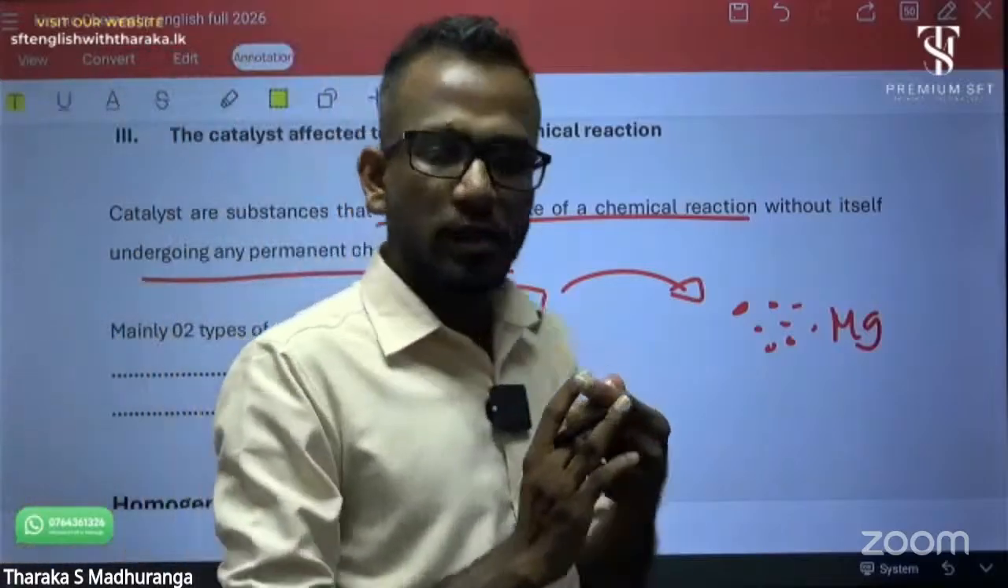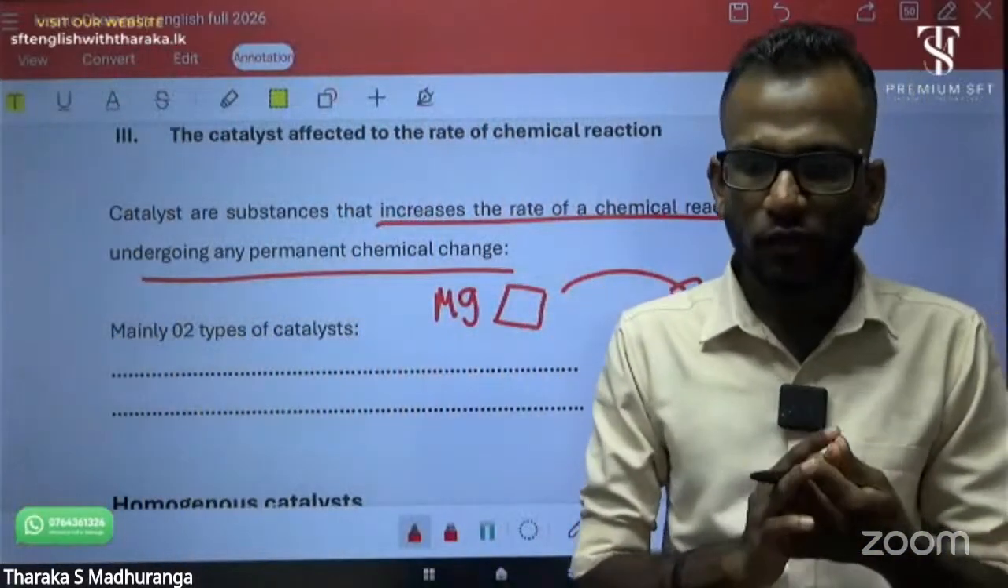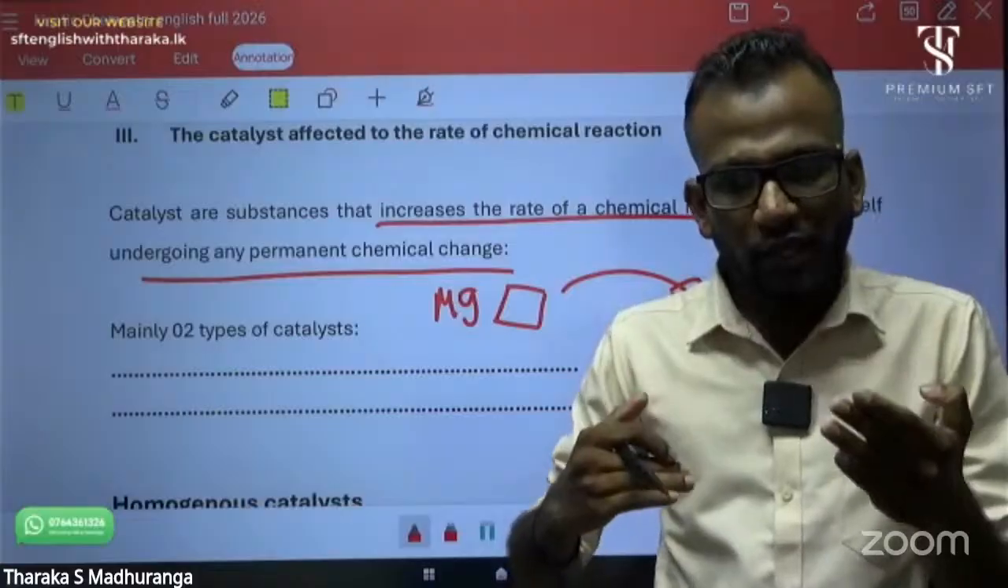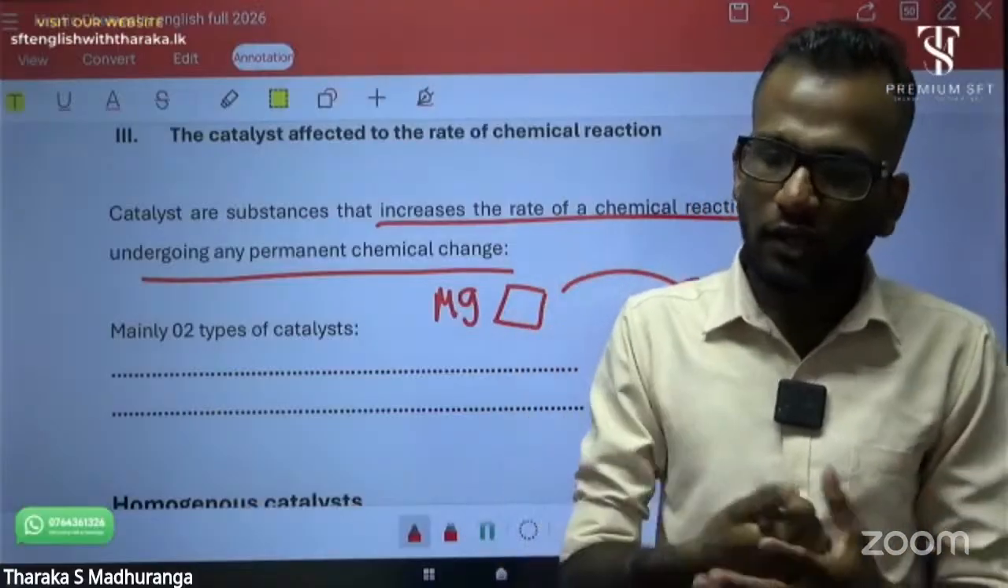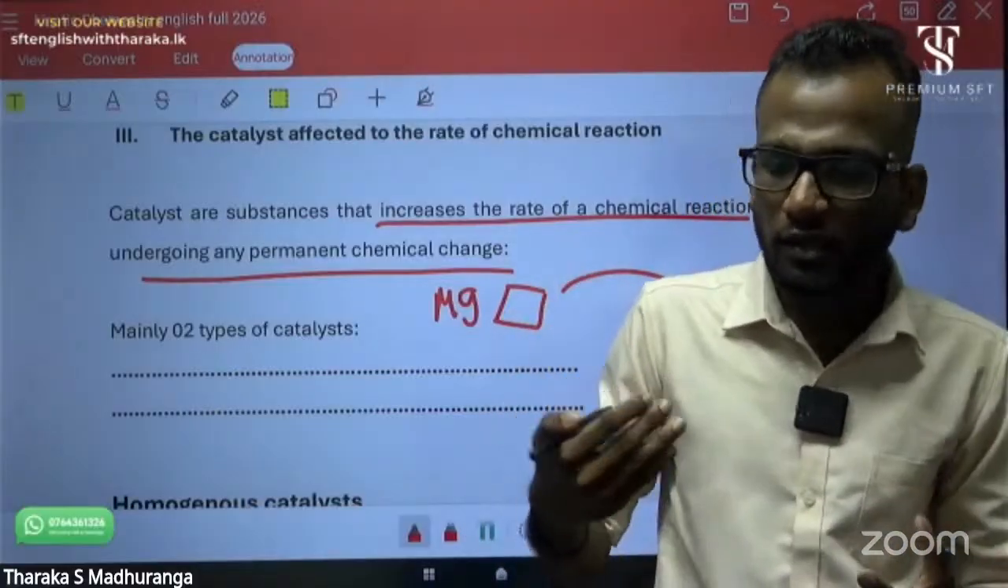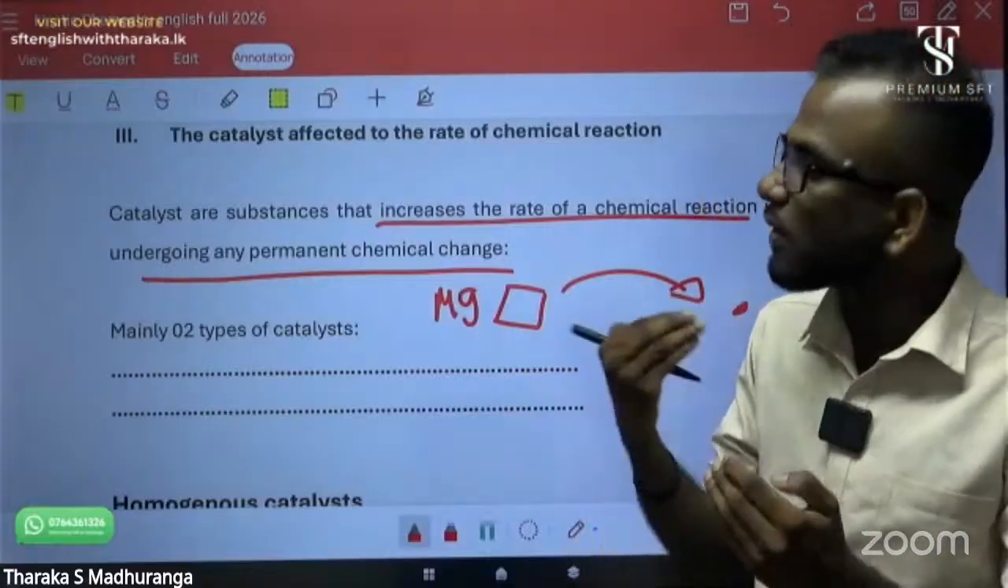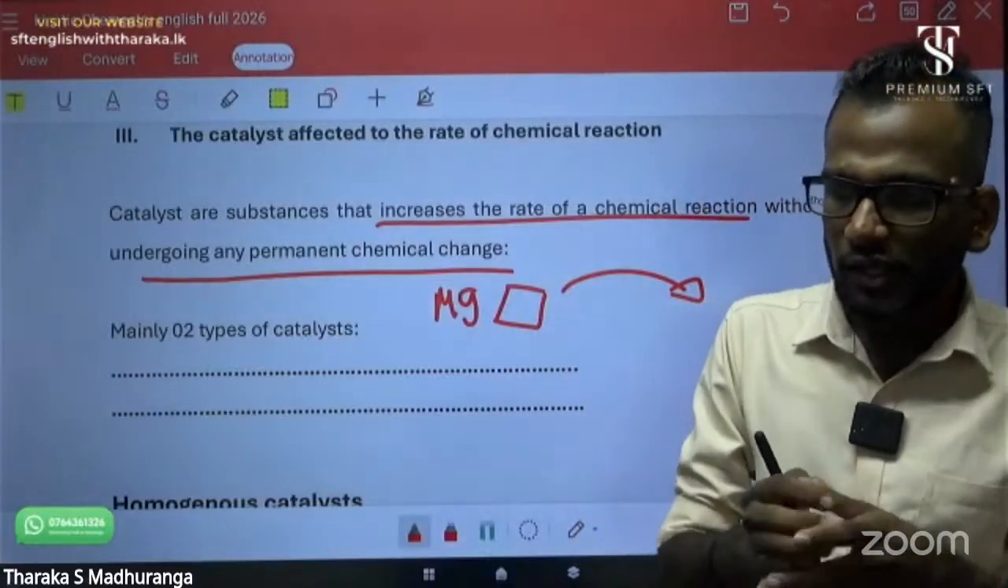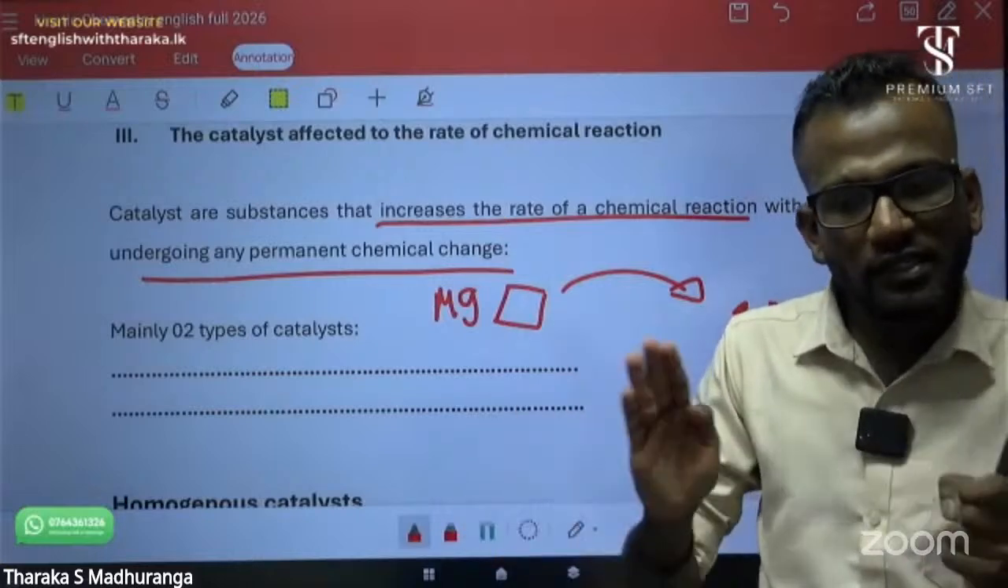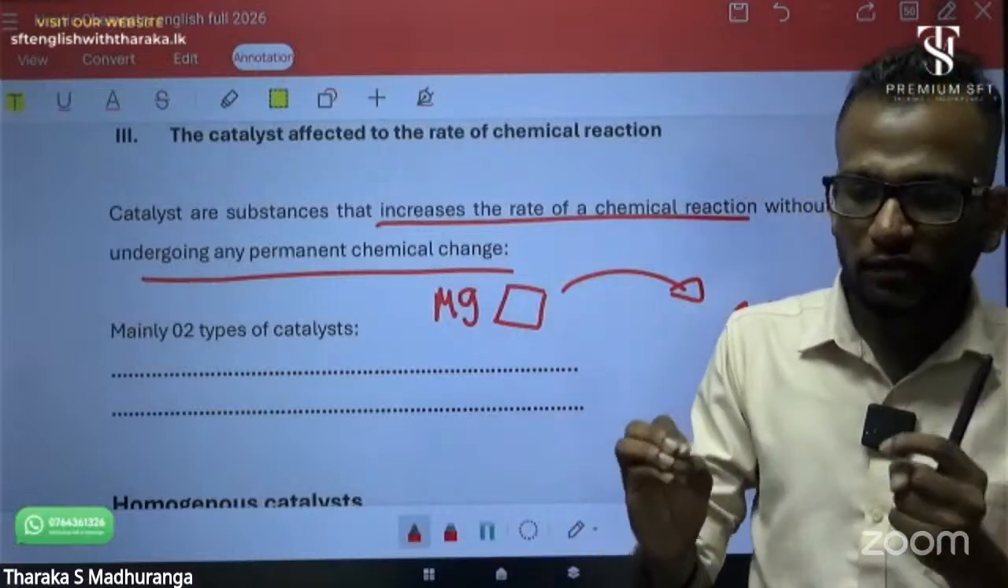There are no chemical changes. A catalyst can only increase the rate of a chemical reaction, or change the rate of chemical reactions, without participating in the reaction. That means it does not react like the other reactants. No chemical conversion.